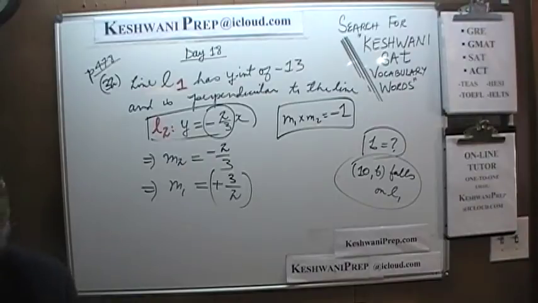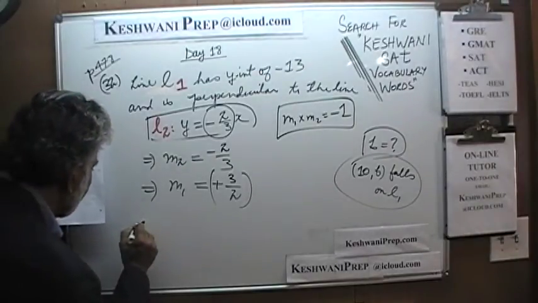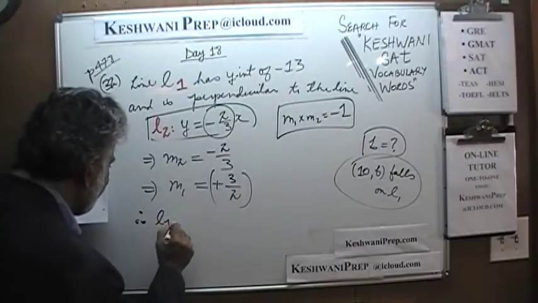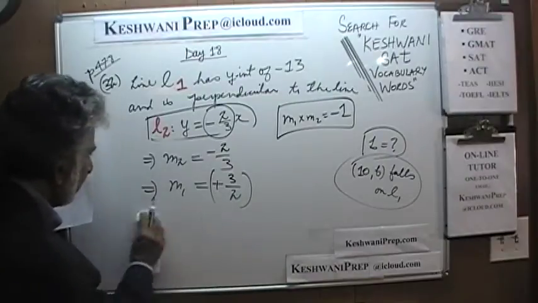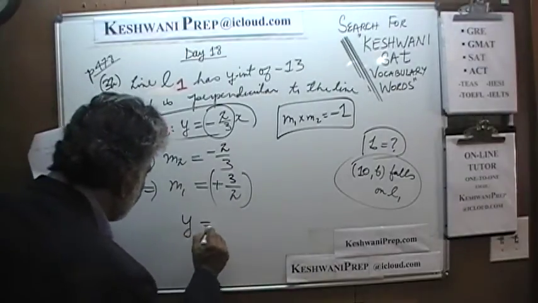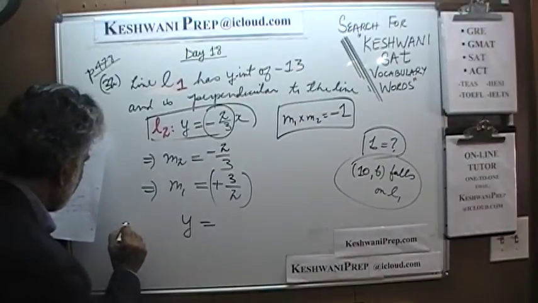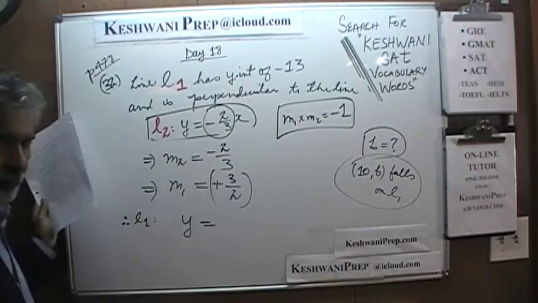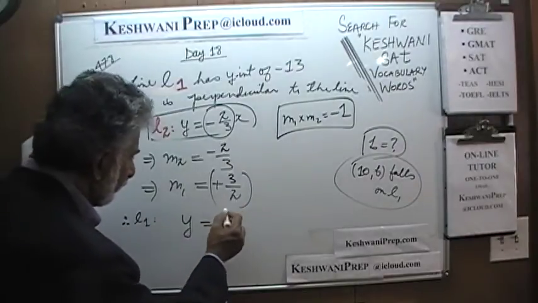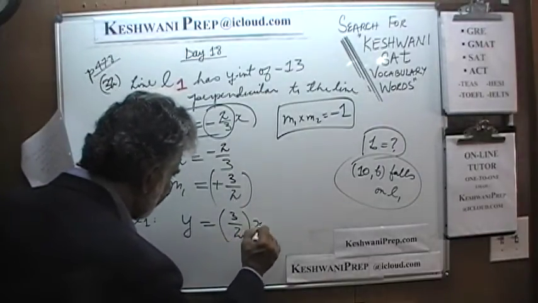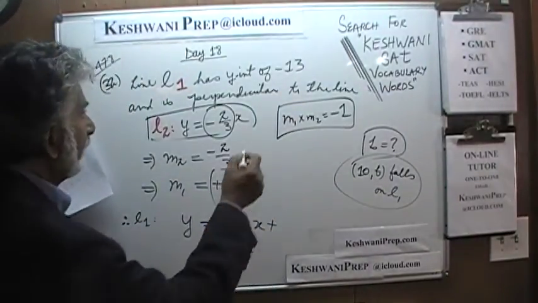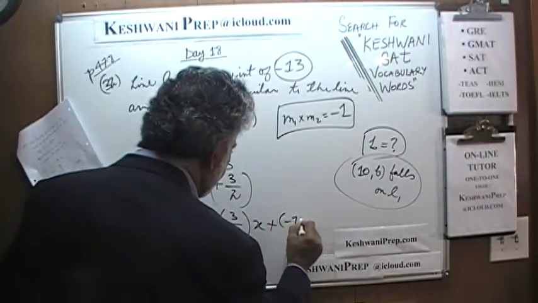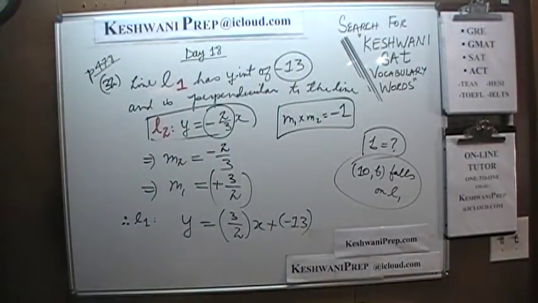So now we can figure out the equation of the line. Therefore, L1 must have an equation of y is equal to its slope, which is positive 3/2, x plus the y-intercept, which we are told is negative 13. There you go. Now we have the equation of L1.